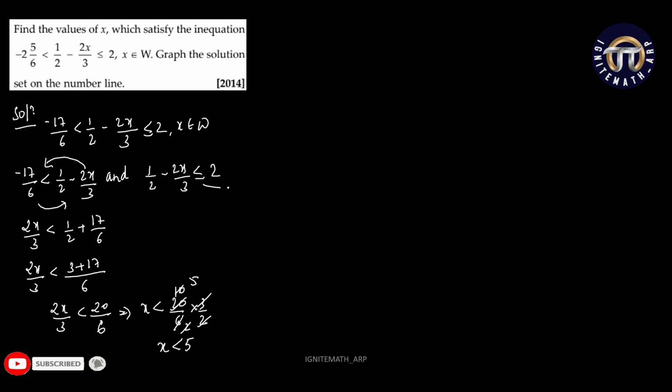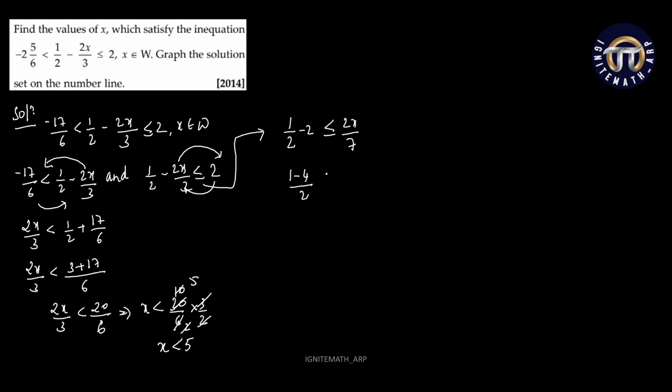And here I will be solving this one over here, children. Okay, since no place over here, so what can I do here? 1 by 2. Then I'll take this minus 2x by 3 to the other side and the number to the other side. So this becomes minus 2, 2x by 3 is greater than or equal to 1 by 2 minus 2. So 1 minus 4 by 2, 2x by 3. So minus 3 by 2 I can write over here.